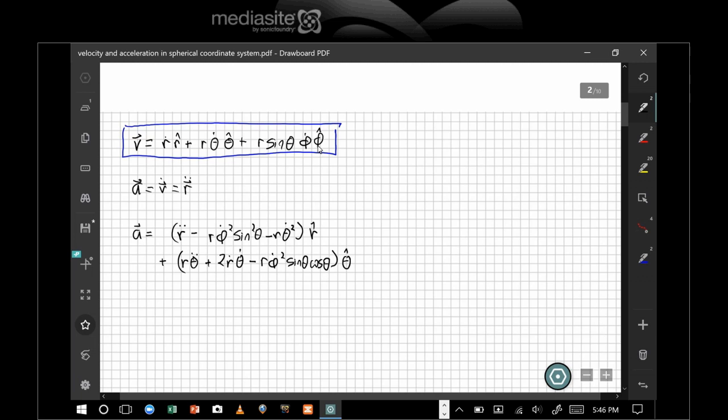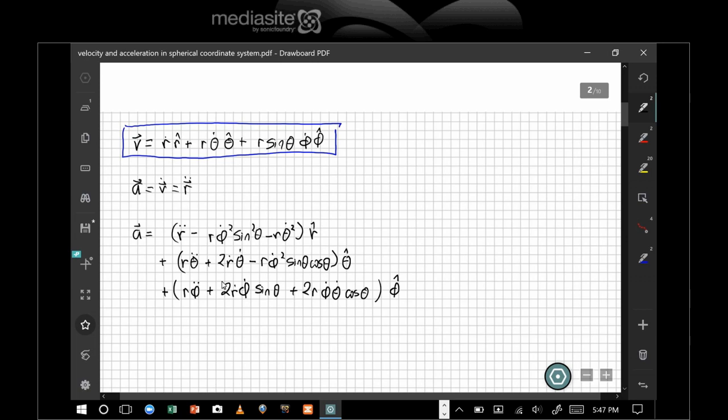And then finally we have the phi hat term: r phi double dot plus 2 r dot phi dot sine theta plus 2 r theta dot phi dot cosine theta, and that is the phi hat. So that is the acceleration in spherical coordinate systems.